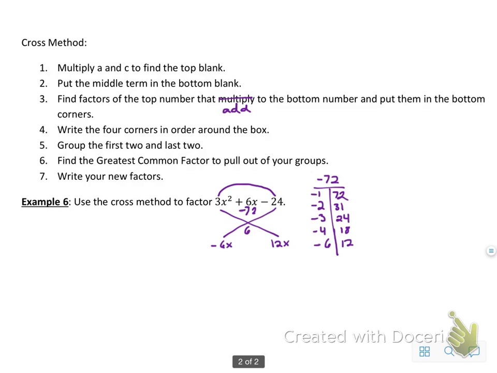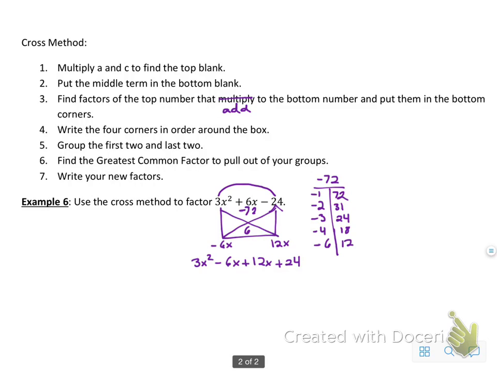So you're going to write the factors that work in the bottom corners. That's what that says. Now step 4 says to write the 4 corners in order around the box, and in order is this way. Okay, so going around. So we have 3x squared minus 6x plus 12x minus 24. And you write the sign that goes with it. If there's not a sign, you just assume it's positive.